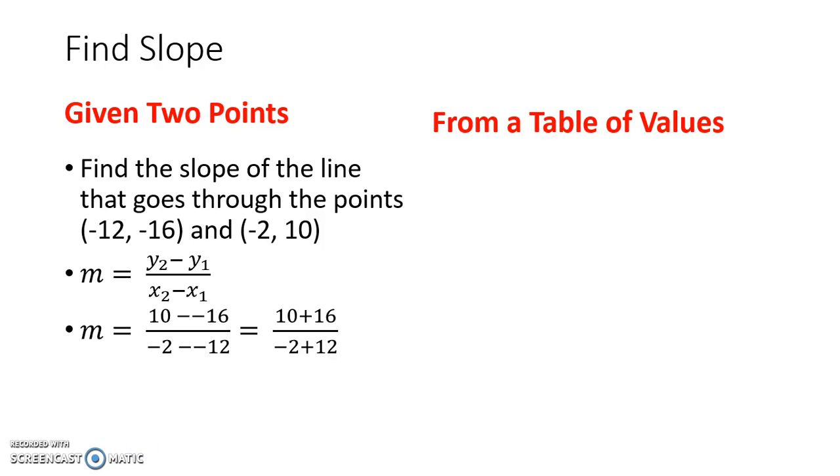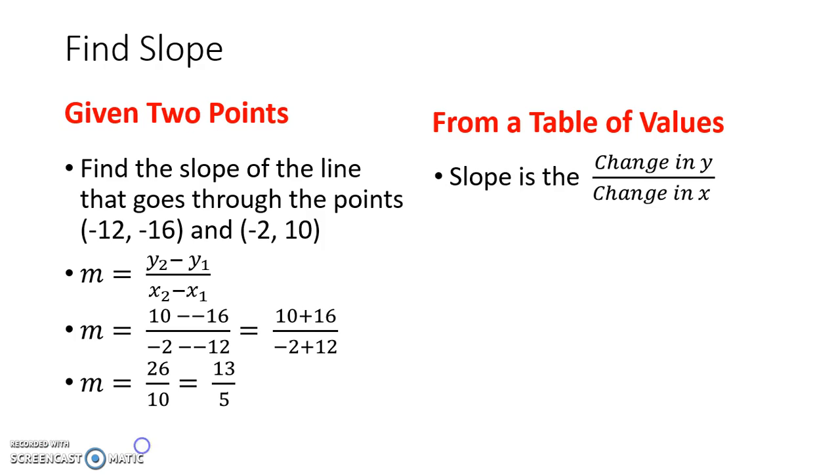In this example, I designated my negative 2, 10 as my x2, y2. So I have 10 minus a negative 16 for my y values. That becomes 10 plus 16. And then I have negative 2 minus a negative 12, which becomes negative 2 plus 12 on the bottom for my x's, which gives me m equals 26 over 10. And then you always want to simplify, which gives me 13/5.